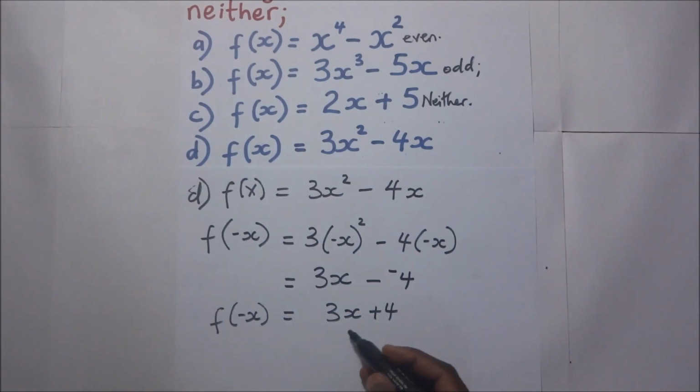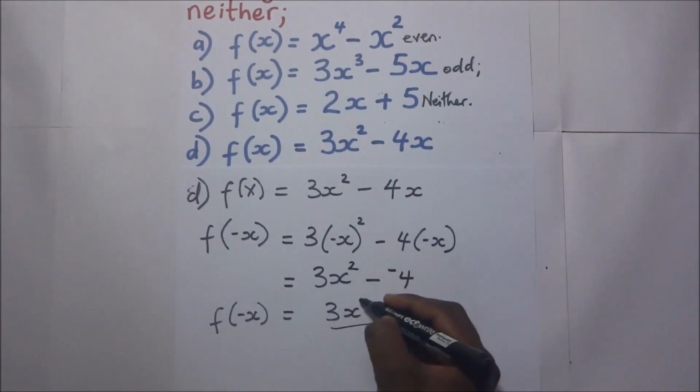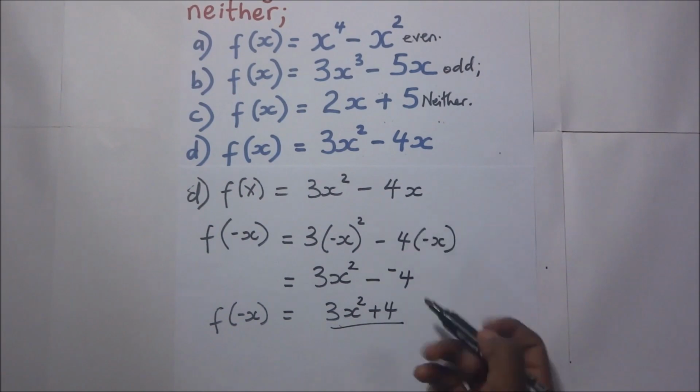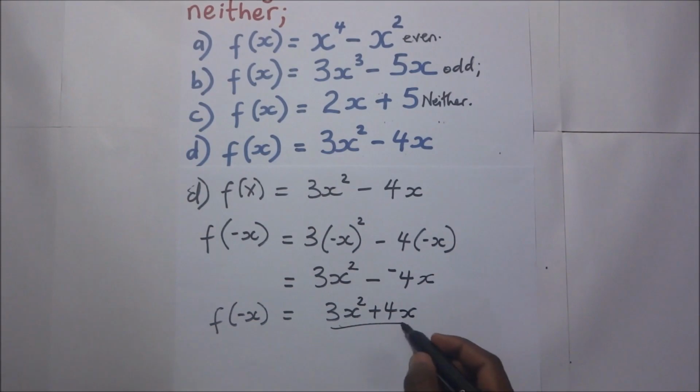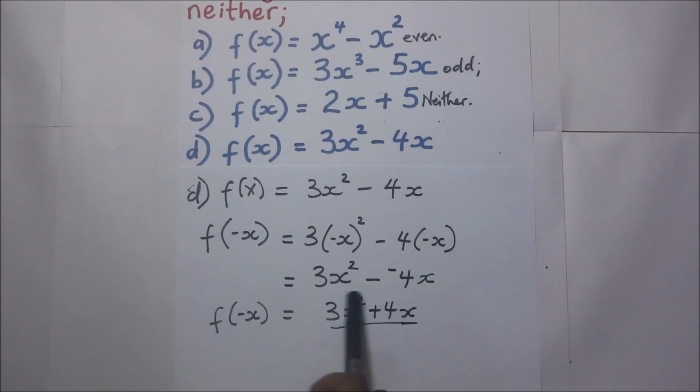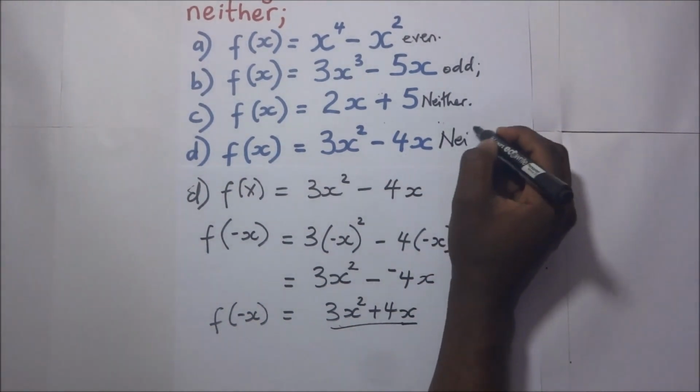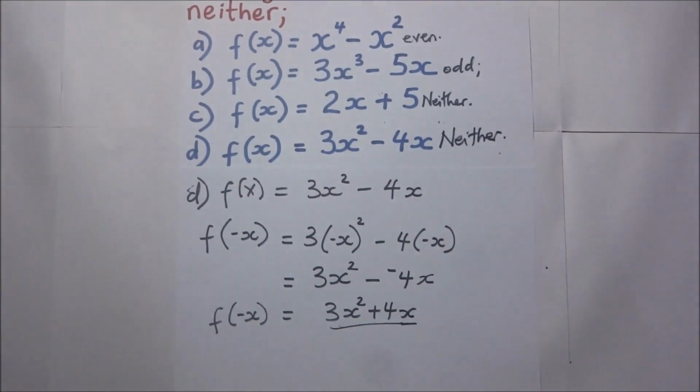Now you realize that this is squared, that is squared. So you realize that there is no connection between this function and that function in terms of what we call an odd function and an even function. So what does that mean? It means that this is neither odd nor even.